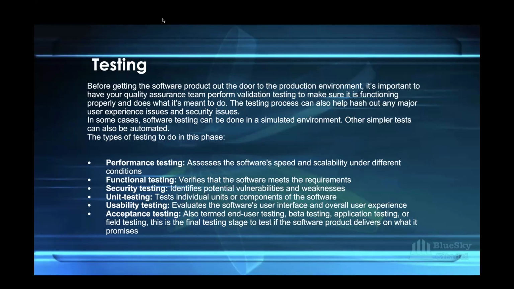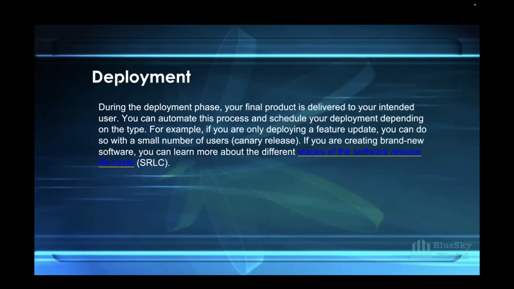I hope everyone is understanding this. That's why I'm using the house analogy. So, moving on to deployment. During the deployment phase, your final product is delivered to your intended user. So in this process, in the software development life cycle, you can either use automation. So you can automate this process and schedule your deployment depending on the type.